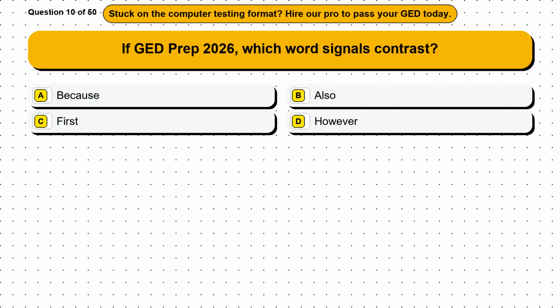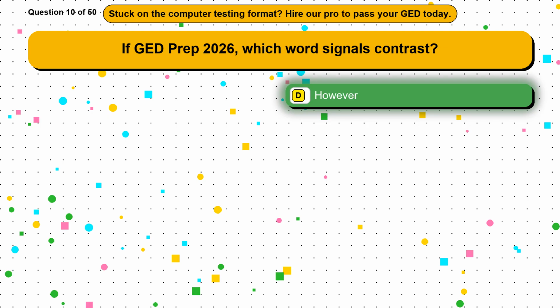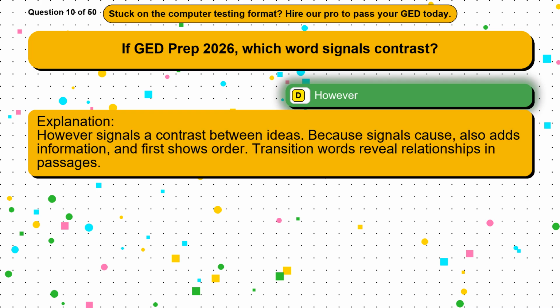Question 10. If GED Prep 2026, which word signals contrast? Option A. Because. Option B. Also. Option C. First. Option D, however. The correct answer is option D. However. However signals a contrast between ideas. Because signals cause, also adds information, and first shows order. Transition words reveal relationships in passages.